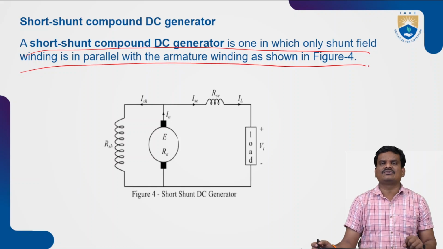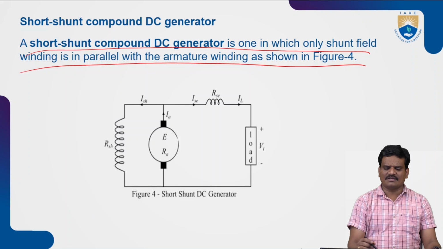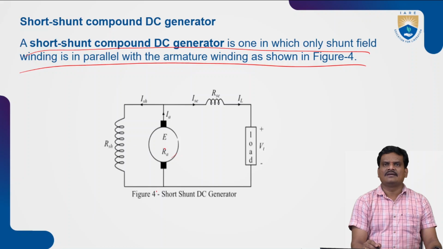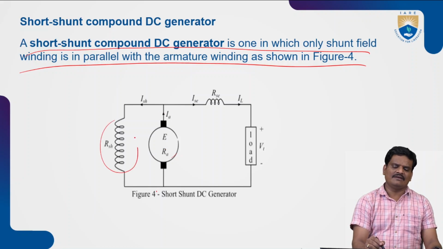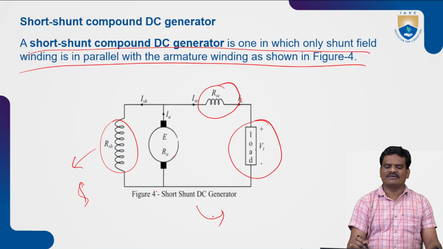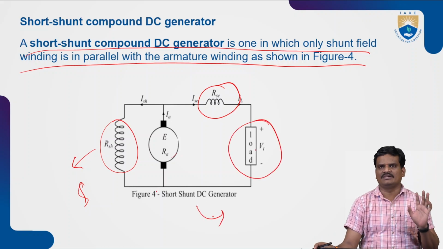this is the representation of the connection diagram of a short shunt compound DC generator. How is it connected? You can see this is my generator armature, where E is the generated EMF, RA is the internal resistance of the armature, and IA is the armature current. One field winding is connected in shunt, the other field winding is connected in series, and this is connected to the load. This is the connection diagram of a short shunt compound generator.